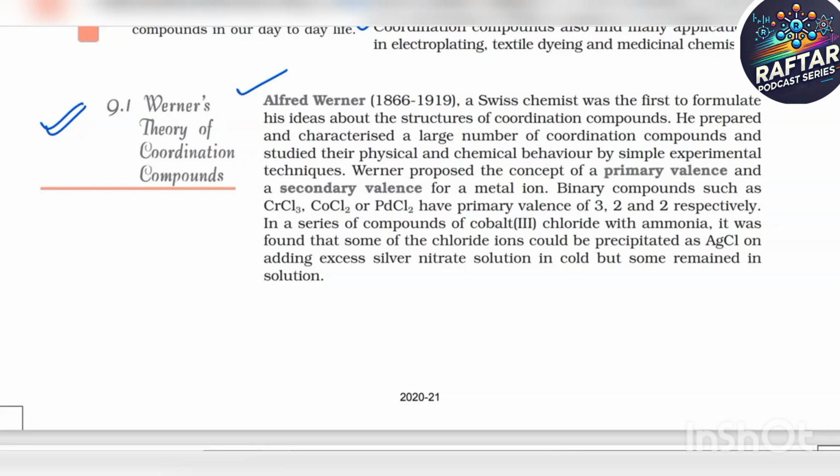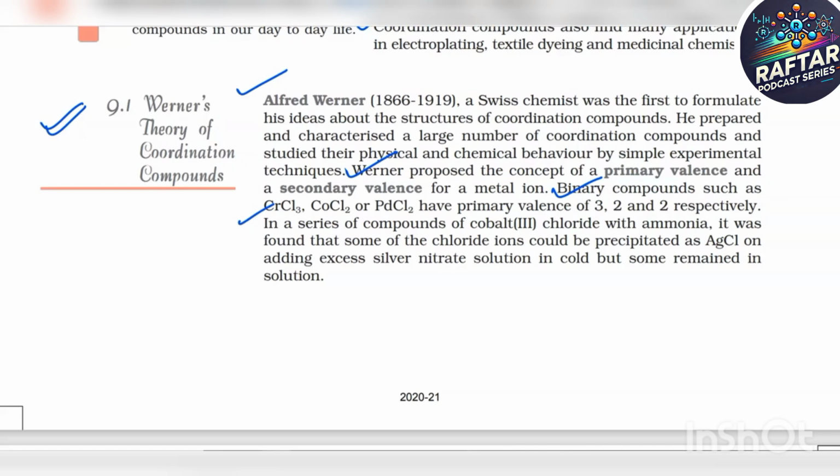Werner proposed the concept of primary valence and secondary valence for a metal ion. Binary compounds such as CrCl3, CoCl2, or PdCl2 have primary valence 3, 2, and 2 respectively. In a series of compounds of cobalt 3 chloride with ammonia, it was found that some of the chloride ions could be precipitated as AgCl on adding excess silver nitrate solution in cold, but some remain in the solution.